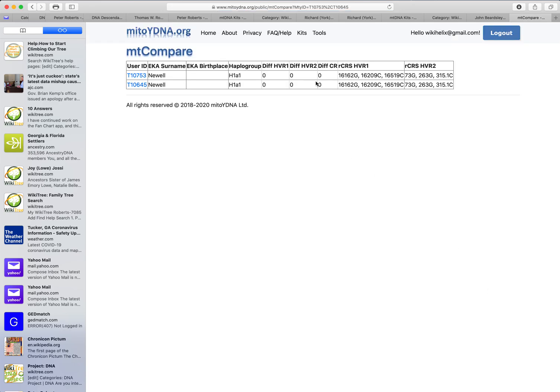And we can see that they have 0 differences on the coding region. The coding region does not display because about 1 in 200 people may have a health-related issue on their mitochondrial DNA. So mitoYDNA doesn't display it publicly, but it just shows you that there are 0 differences, and these are an exact match, as they should be. But this can be done for much more distant direct maternal line cousins.